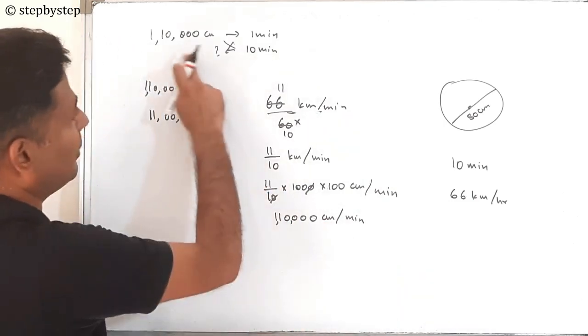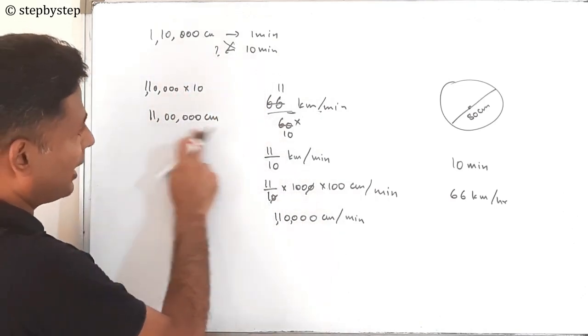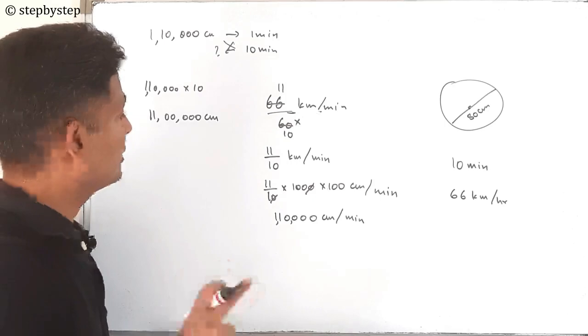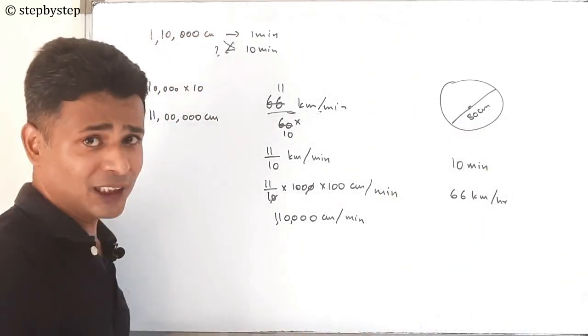Then from here in 1 minute it travels so much. In 10 minutes how much will it travel? So into 10, it travels 11 lakh centimeters in 10 minutes. Now next, how many revolutions does it take?